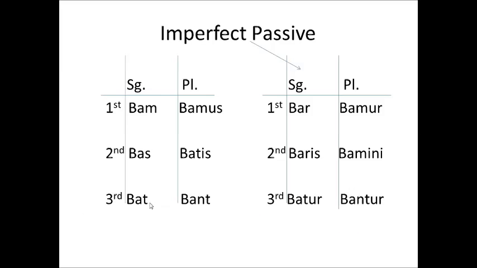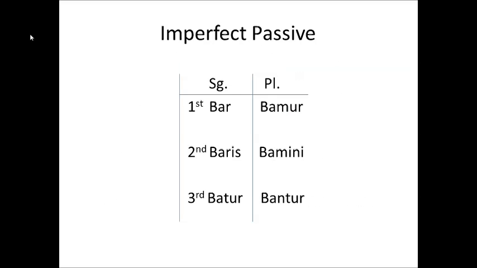Bar, baris, batur, bamur, bamini, bantur. As you can see, except for our mini, which for some reason always likes to be different, we have the ba and we have the r. So we have the sheep and we have the pirate. So take some time now to learn the endings, write them down, get them into your mind.